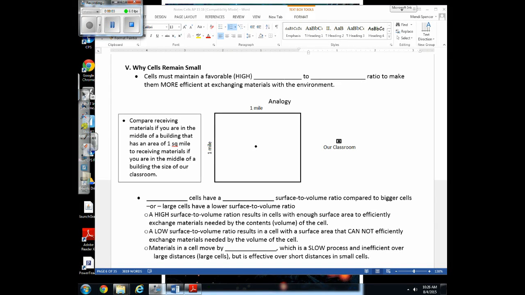In this lecture, we're going to discuss why cells have to remain small, and we're going to tackle some of the formulas on the AP formula sheet that have to do with calculating surface area and volume and calculating surface to volume ratio.